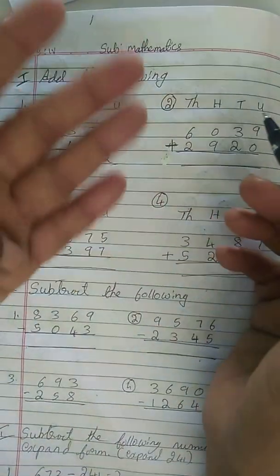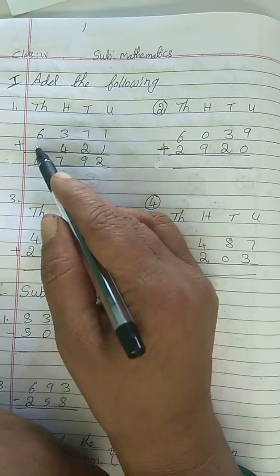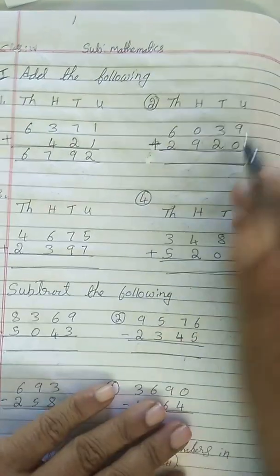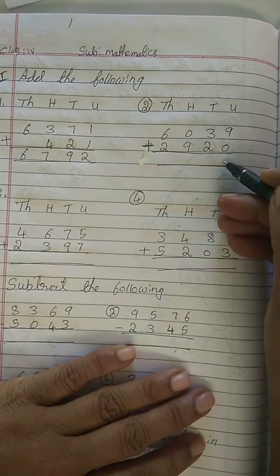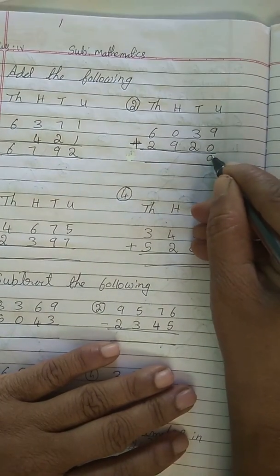3 in the mind, 4 on the finger. After 3, 4, 5, 6, 7. Right, here 7. 6. Only one number is there in the thousands place, so write 6 only. Okay. Now second one. 9 plus 0. Any number added with 0 will be the number itself as the sum. So 9 plus 0 is 9.